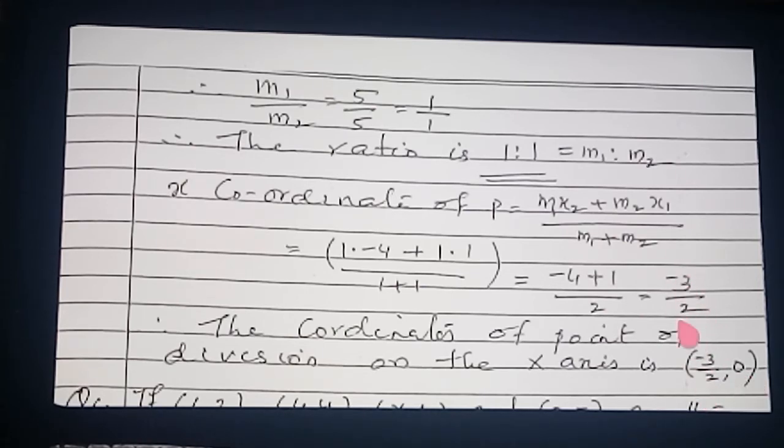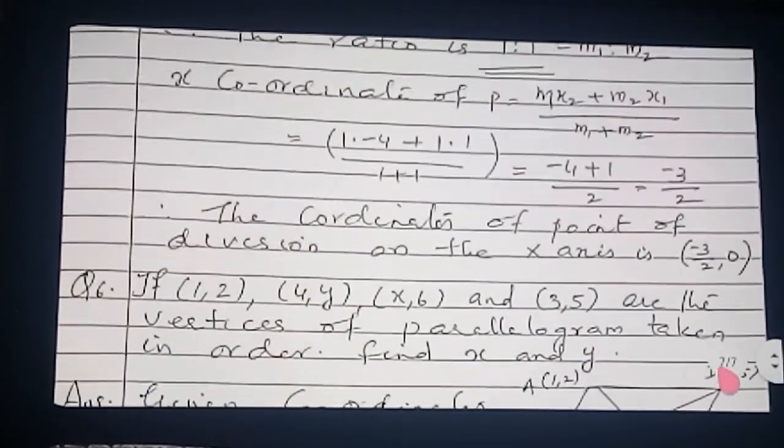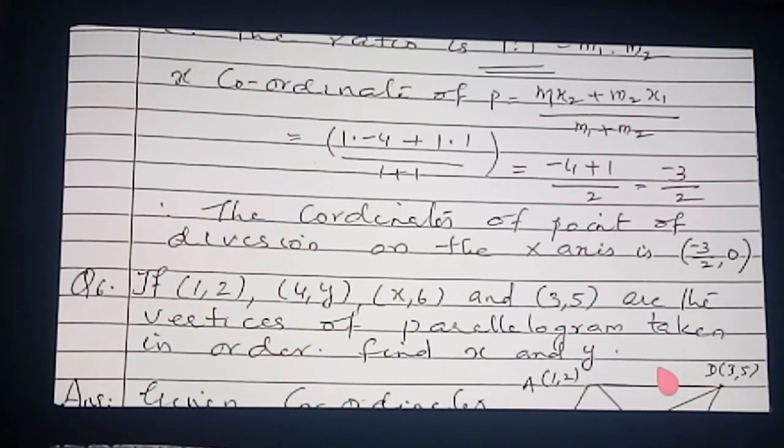Okay, this type of questions are very important and repeated questions for the board also. What's the x coordinate of the point? Minus 3 by 2. Therefore the coordinates of the point on the x-axis what you got? Minus 3 by 2, 0. Clear? Okay, now we can see one more question.